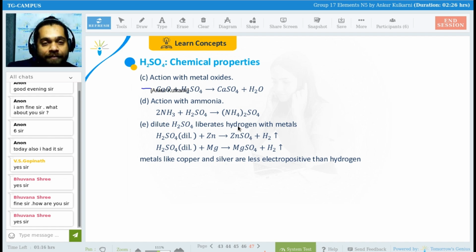Okay. Similarly, if I reacted with calcium, it is very easy. Calcium is positive, oxygen is negative. So calcium sulfate and water.